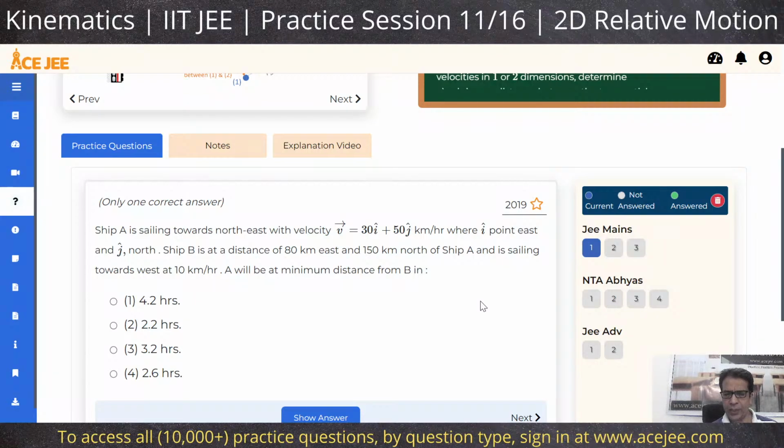Ship A is sailing towards northeast with velocity this much, where i points east and j points north. Ship B is at a distance 80 kilometers east and 150 kilometers north of ship A and is sailing towards west at 10 kilometers per hour. A will be at a minimum distance from B in how many hours? Okay, please go ahead.